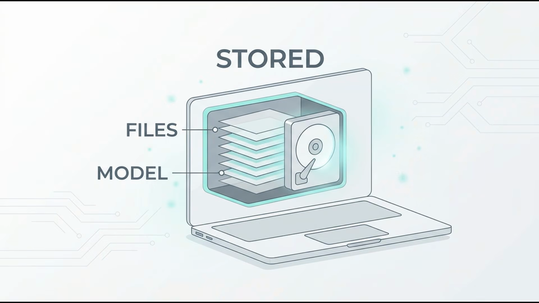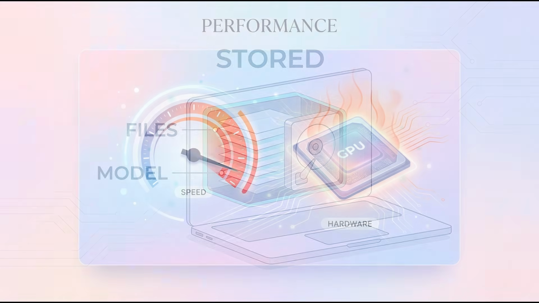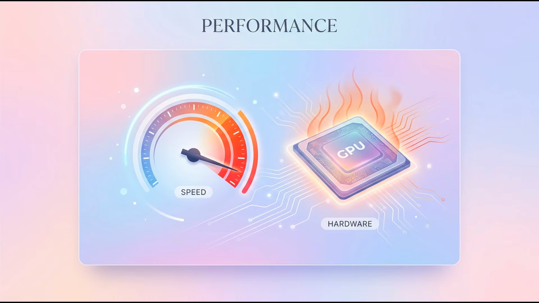The model is stored directly on your system. Depending on a model size, it may take several gigabytes. These files remain on your device and are reused for every request. Performance depends on your hardware. Apple Silicon machines perform well due to optimized memory. Systems with GPUs can run models faster. Response time improves with better hardware.